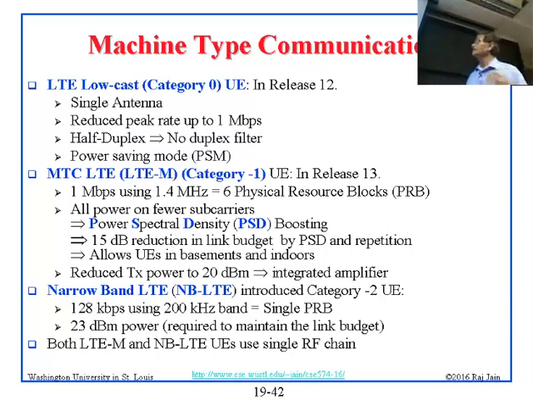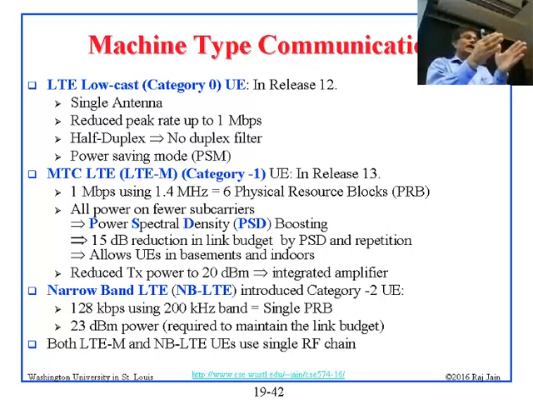Right? Then they said, no, this is not good enough. So then they added category -1. This is not category 1, it is category -1. Okay? And this is called LTE-M, MTC LTE. Okay? Here what they said was that we don't have to have 20 megahertz, you can just do with 1.4 megahertz. So you can have even cheaper equipment.